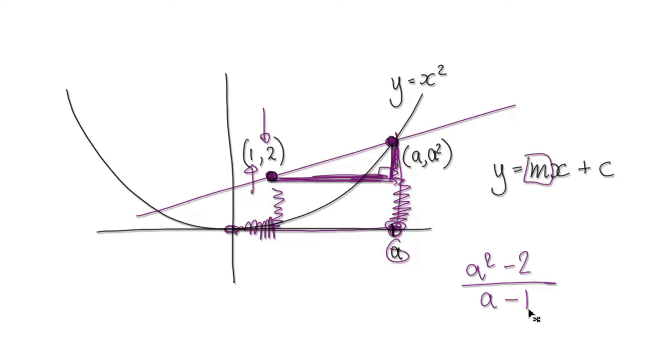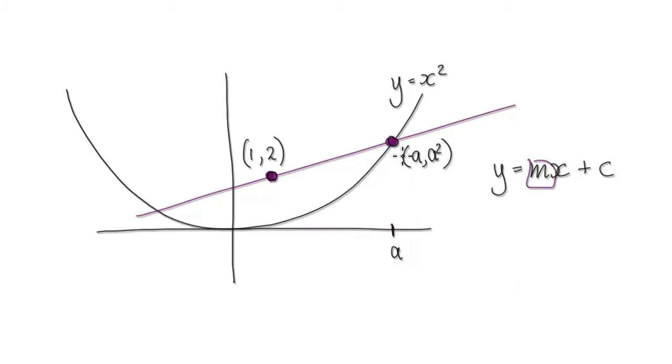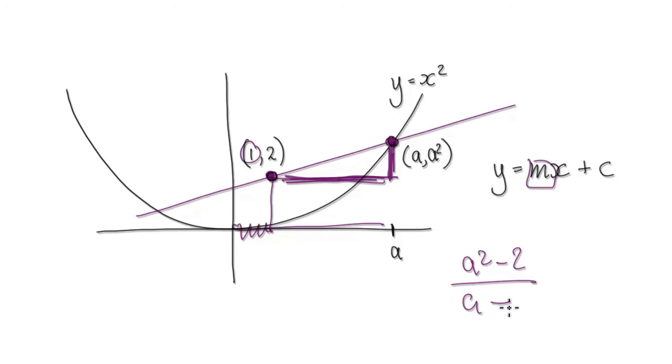Okay, so let's start again here. We need to know the gradient. The gradient would be this height divided by this length. So the height would be a squared, take away this height here, which is 2, and then you divide it by this length. Well, what is this length? It would be a take away this length here, which is 1. So the gradient is given by this.